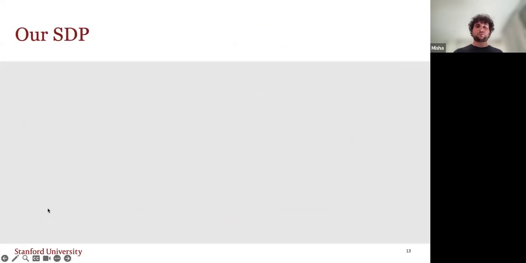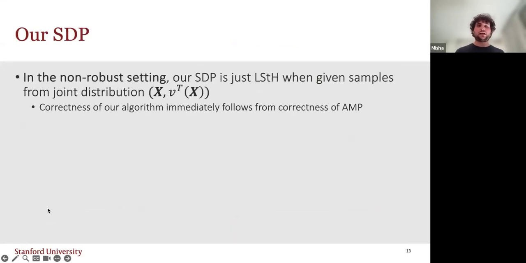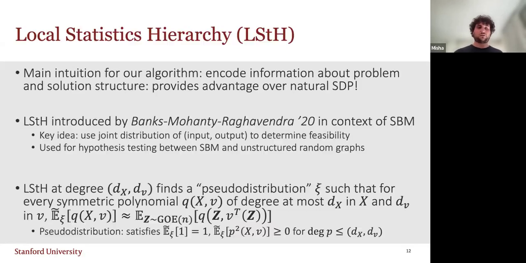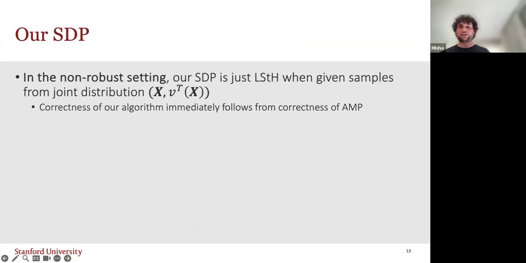So, with that in mind, what is our SDP? Well, first of all, in the non-robust setting, let's say we have no corruption, our SDP is just the local statistics hierarchy. We just give it samples from the joint distribution on X and the AMP output on X, and round out the resulting vector. Our program variable, as we saw before, right here. This program variable is exactly what we round out. The correctness of our algorithm then immediately follows from the correctness of AMP, because we are encoding through these symmetric polynomials the run of the AMP algorithm.